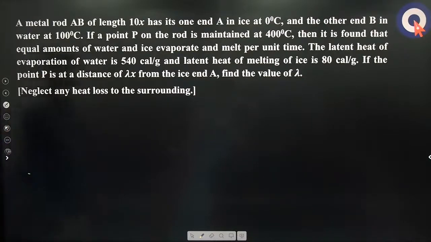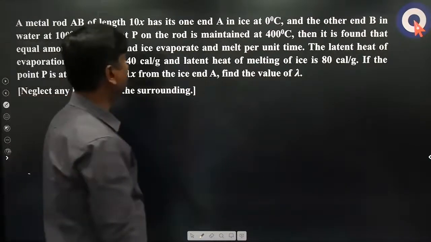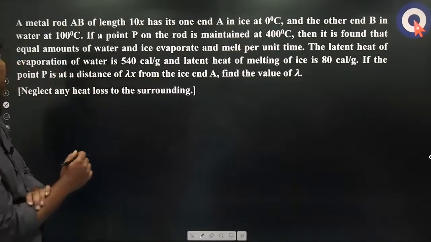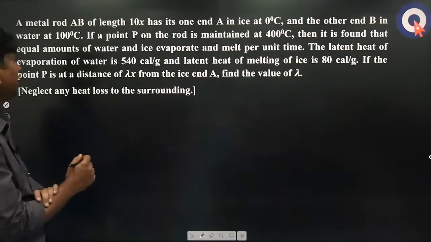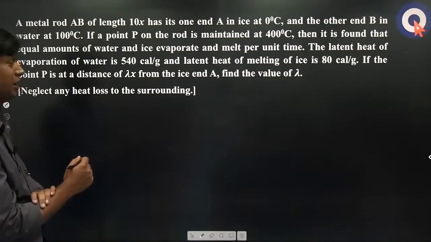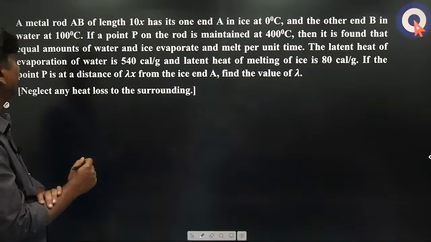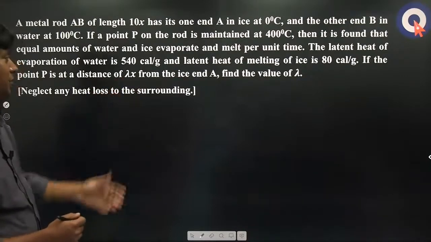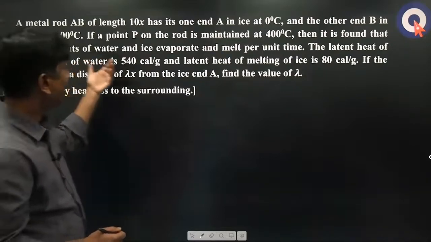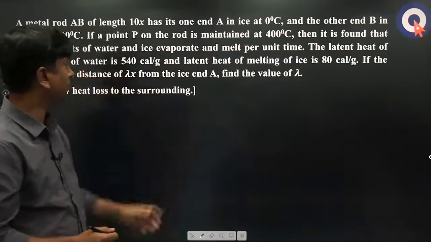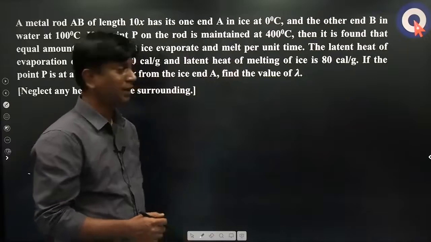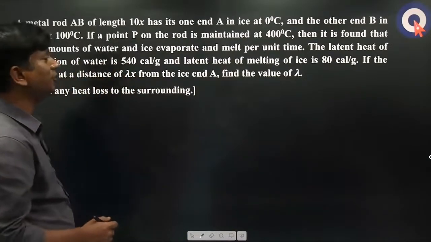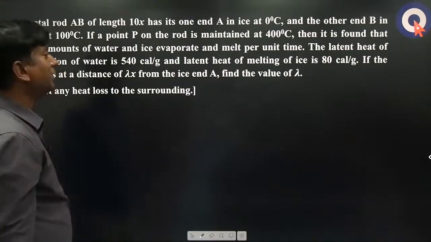A metal rod AB of length 10x has one end A in ice at 0 degrees Celsius and the other end B in water at 100 degrees Celsius. Okay. If a point P on the rod is maintained at 400 degrees Celsius, then it is found that equal amounts of water and ice evaporate and melt per unit time. So whatever amount of water is evaporating per unit time, the same amount of ice will also melt per unit time. The latent heat of evaporation of water is 540 calories per gram and the latent heat of melting of ice is 80 calories per gram.